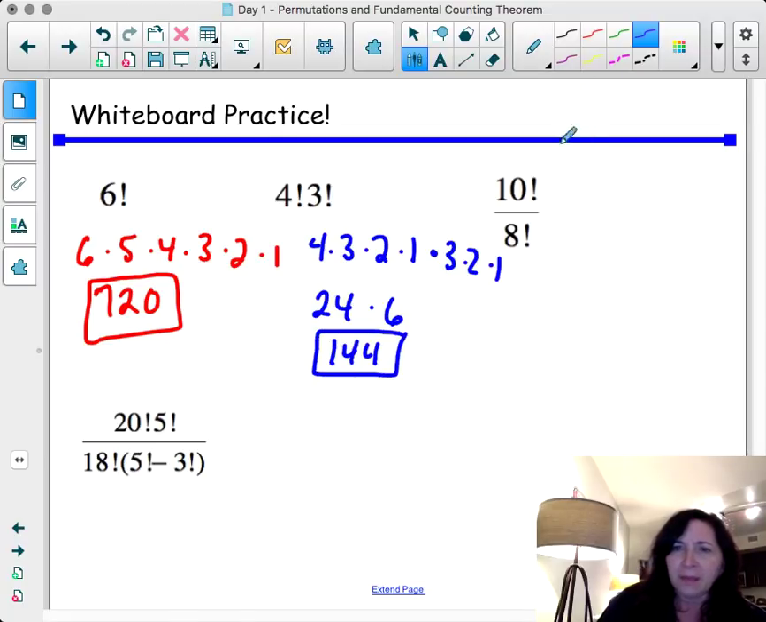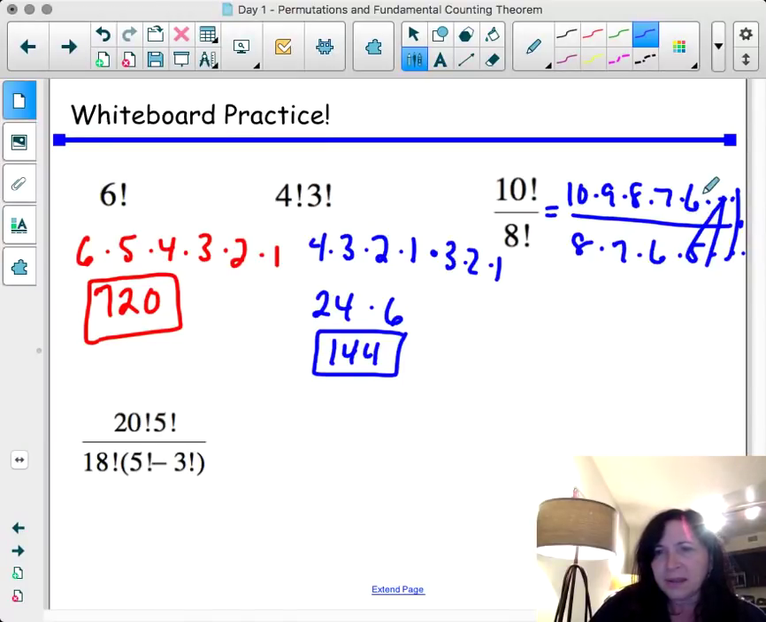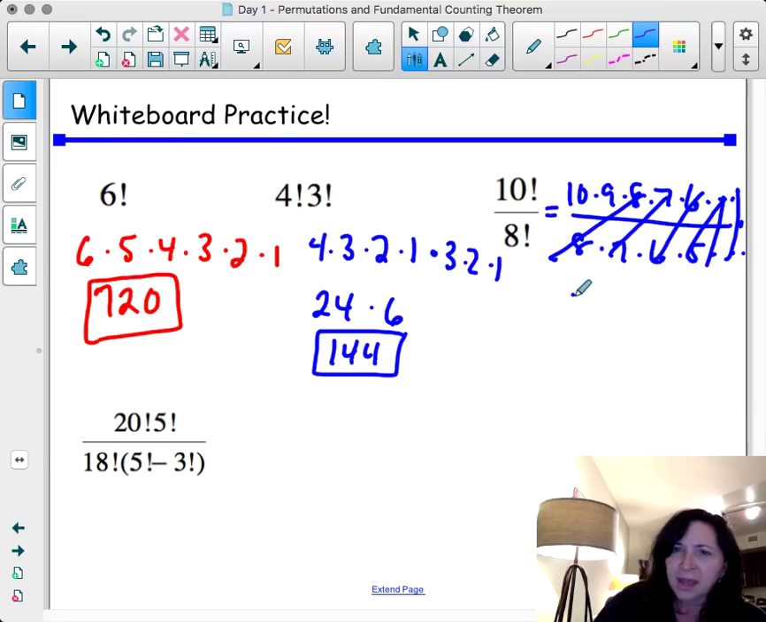Okay. This one is 10 factorial over 8 factorial. So that's 10 times 9 times 8 times 7 times 6, etc. And this one is 8 times 7 times 6 times 5. And this goes down. And all of these are going to cancel. You end up getting 6 cancels, 7 divided by 7, 8 divided by 8, and you're left with just 10 times 9. So 10 times 9 is 90.